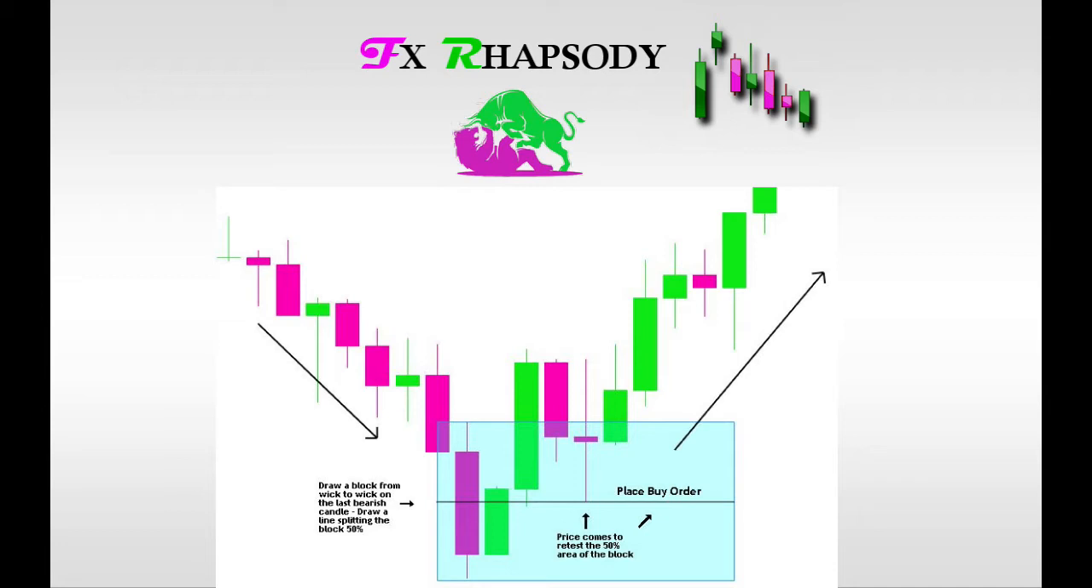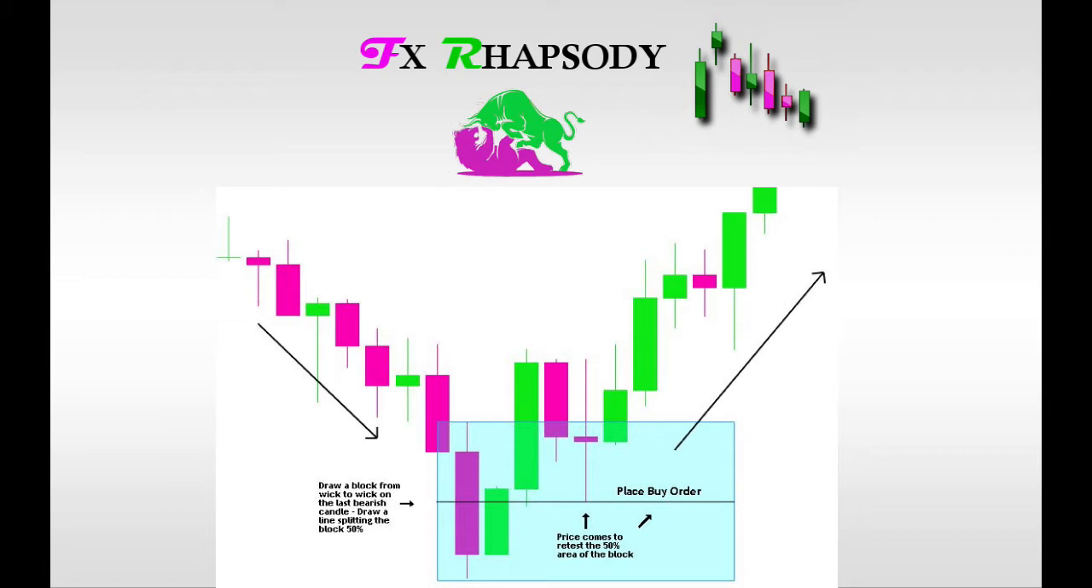Then I take a line and draw that line halfway through that block, basically splitting it 50-50. That's why I call it the 50% splitting block or splitting line. What we want to see is price going up and coming back to retest this 50% line. Sometimes it comes back very close to that line, but as soon as it comes into that area, I place my buy order.